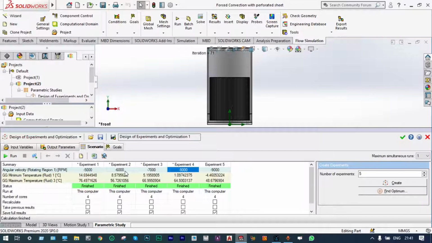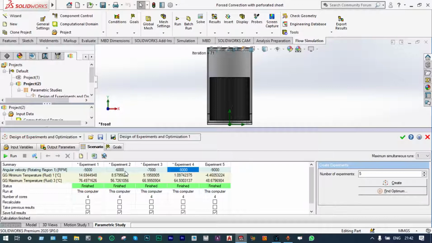Again, when the angular velocity of the fan is 7,000 RPM, we got minimum temperature of fluid as 5.19 degrees centigrade and maximum temperature of fluid as 66.99 degrees centigrade. Some kind of non-linear relation is there actually. Again, when the fan speed is 8,000 RPM, then minimum temperature of fluid is 1.09 degrees centigrade and maximum temperature of fluid is 64.93 degrees centigrade.